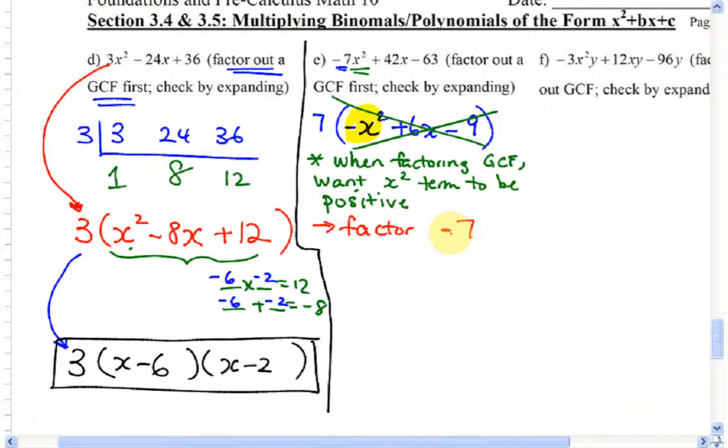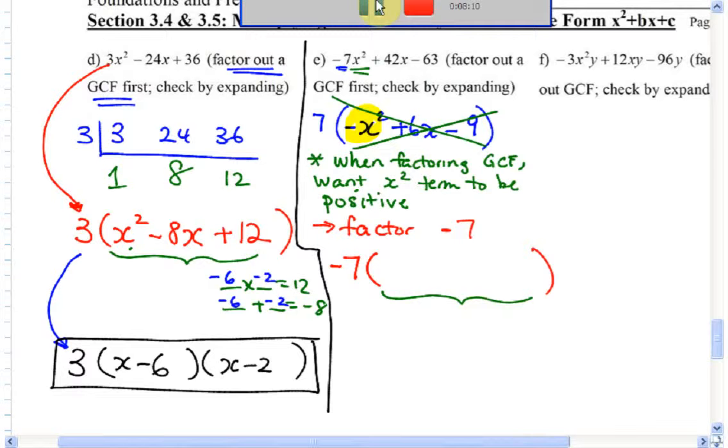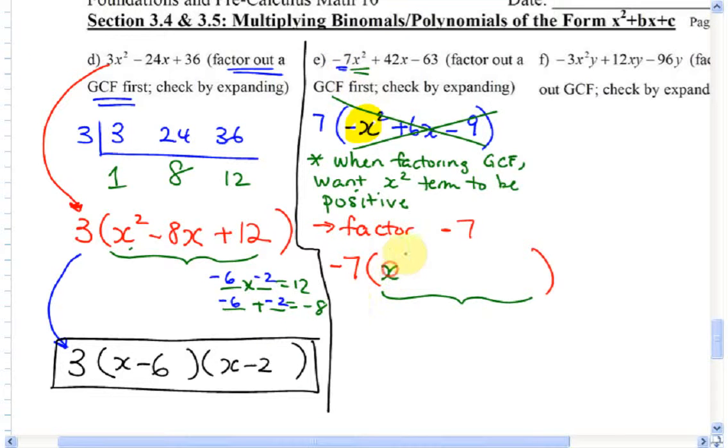Okay? So I'm going to ask you now, please, try this on your own. Let's see what you get inside. And then afterwards, I'm going to ask you to factor this trinomial as well. Okay? Try this one, try F, but I'm going to show you E now. Somebody help me out. -7x squared divided by -7 gives us x squared. Keep going. 42x divided by -7 gives us -6x. Good. -63 divided by -7 gives us +9.